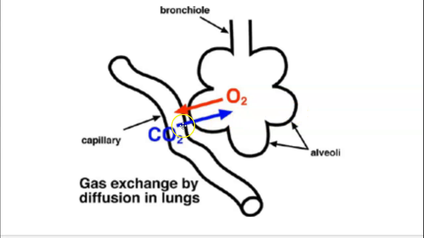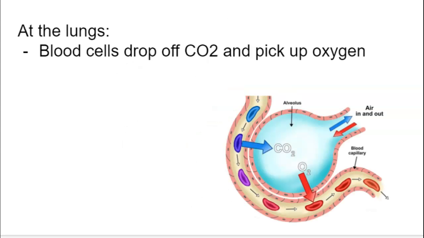The opposite is true with carbon dioxide. Our blood vessels have picked up lots of carbon dioxide from our cells, transported it all the way to our lungs, there's a high concentration in our blood vessels and a low concentration in our lungs. So the CO2 moves from our blood vessels to our lungs, and then we breathe out that CO2. So everything works from high to low, diffusion. So go ahead and write this down. At the lungs, the blood cells are going to drop off this carbon dioxide, and they're going to pick up oxygen.